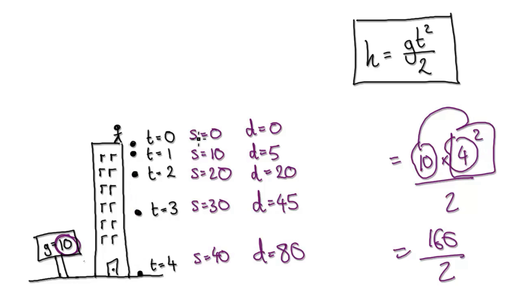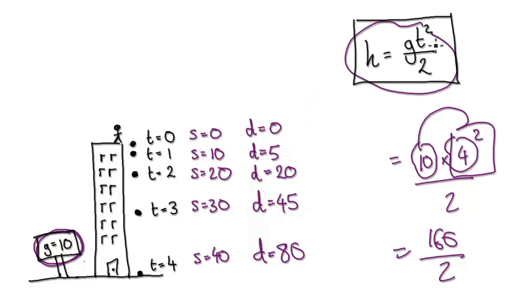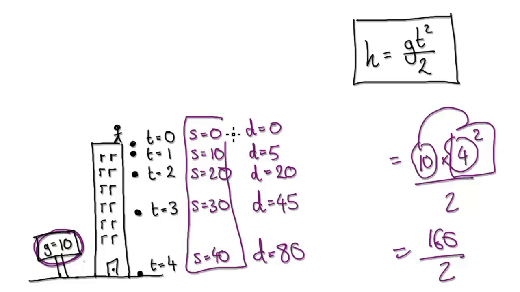Anyway, when you have an acceleration of 10 or gravity of 10, because gravity is acceleration, it means that your speed increases by 10 every second. And the distance traveled would be this weird relationship here. We would use this formula, and then in the future we would try and understand where this formula comes from. For the time being, the distance traveled is given by this. The speed for any given time will be given by this. Okay.